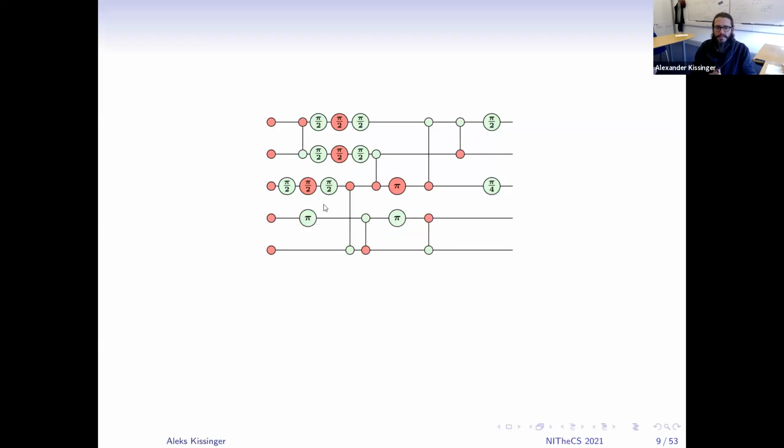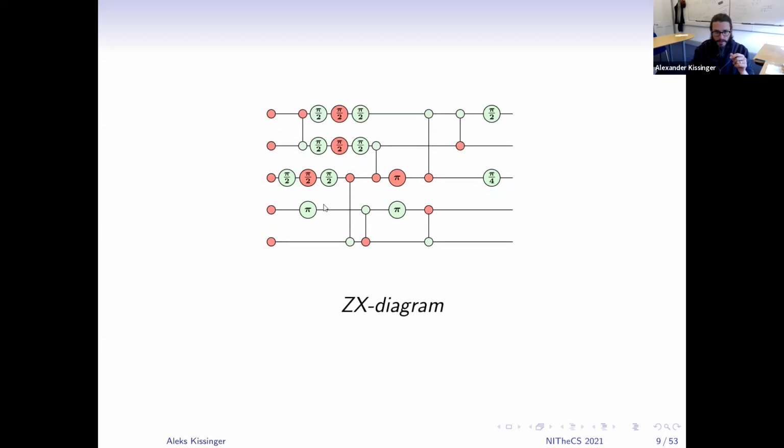We replaced these gates with a lower level algebraic entity called a spider. These dots, red and green, or if you're colorblind, light gray and dark gray, are called spiders, and together they make what's called a ZX diagram. So this is a graph representation of that same computation.